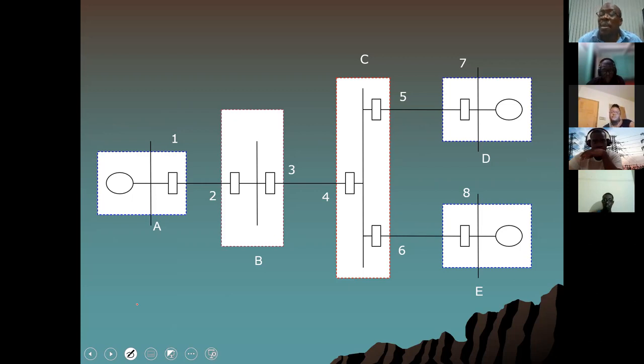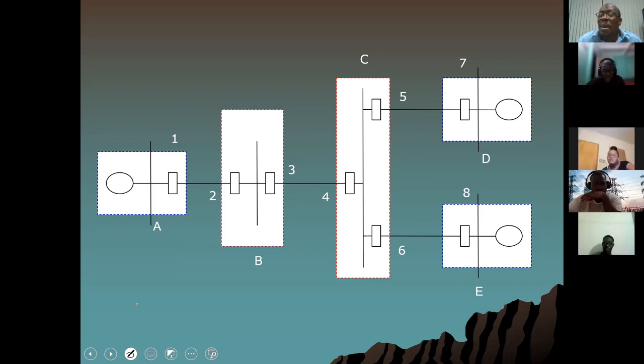Mr. Darby. Yes, sir. Are 4 and 5 operating as local or remote backup? It would be local because it's on the same bus. It's on the same bus with what? With where the fault is located, which is on CE. The fault is located on line CE, and it's on the same bus as C. All right, so your answer is correct, but your reasoning is incorrect.